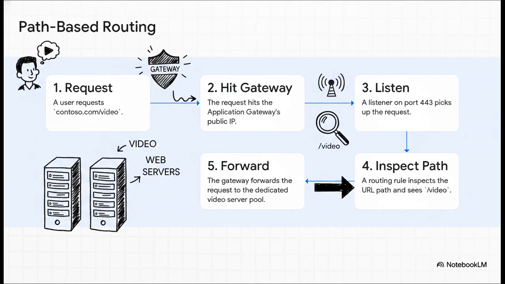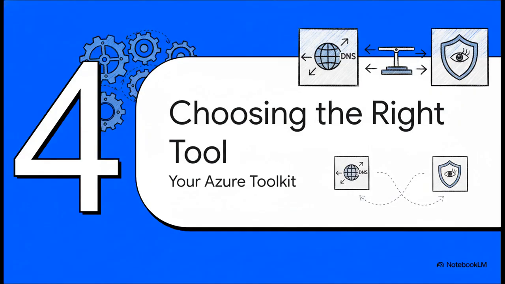Let's see this in action. A user types in a URL with /video in it. The request hits the application gateway. The gateway takes one look at that path, /video, and says, "Aha, I know exactly where this goes," and it sends that request straight to the special servers that are optimized for video, leaving your other web servers completely untouched. It's just smart.